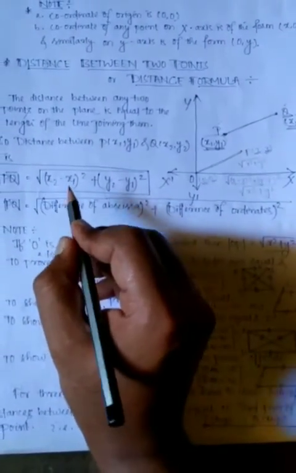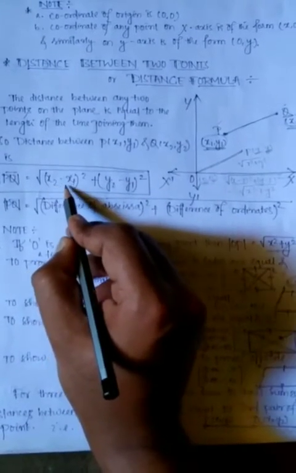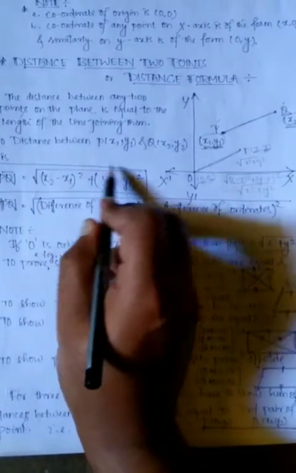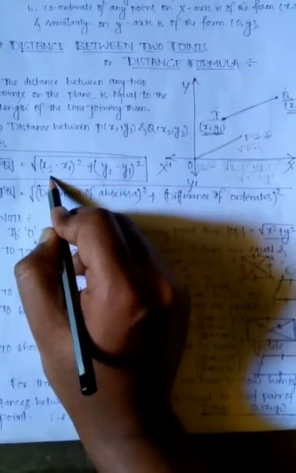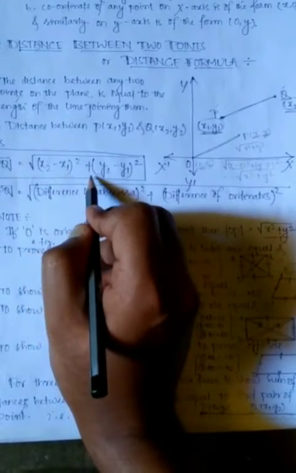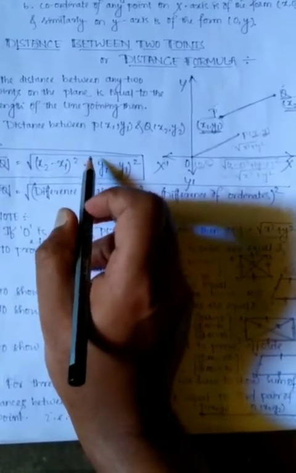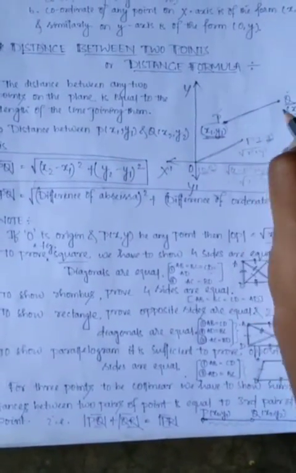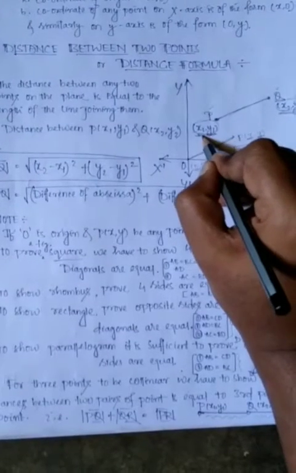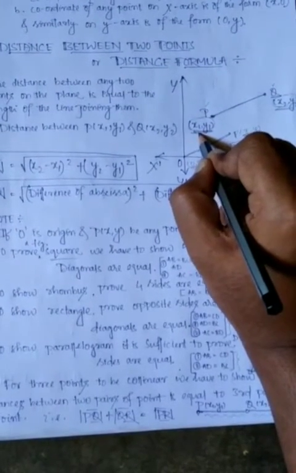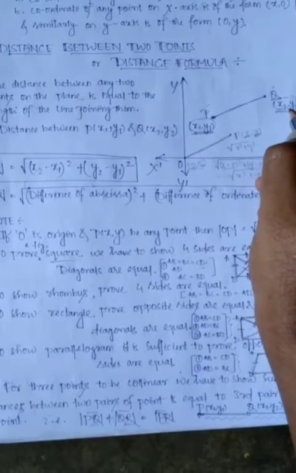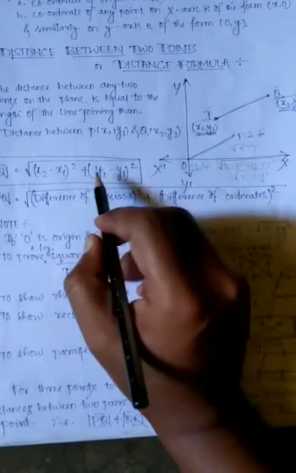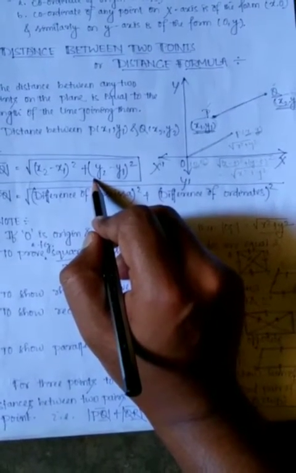The formula for the length of the line PQ is the square root of x2 minus x1 whole square plus y2 minus y1 whole square. That means the square root of the sum of x2 minus x1 whole square and y2 minus y1 whole square. I have written whatever information I am using here. So basically we subtract the x coordinate of P from the x coordinate of Q and square it, plus subtract the y coordinate of P from the y coordinate of Q and square it, and after that we can find the root of all of them.